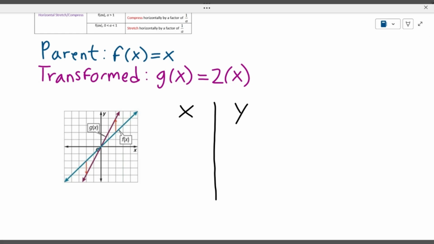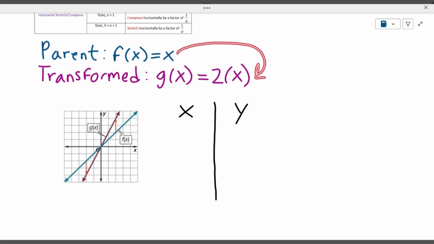Here we see an example of our parent function. Our parent function is f of x equals x, and we can see that on the graph here. Now, if we transformed this function, we would change the name of it because it is a new function, and we call it g of x.